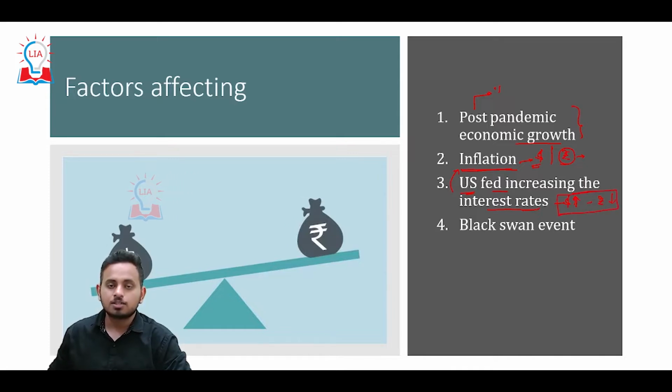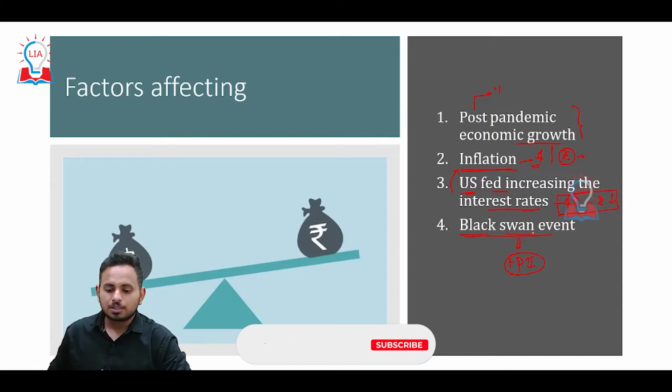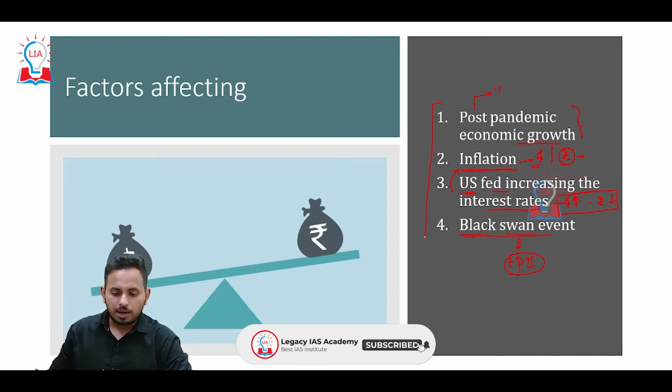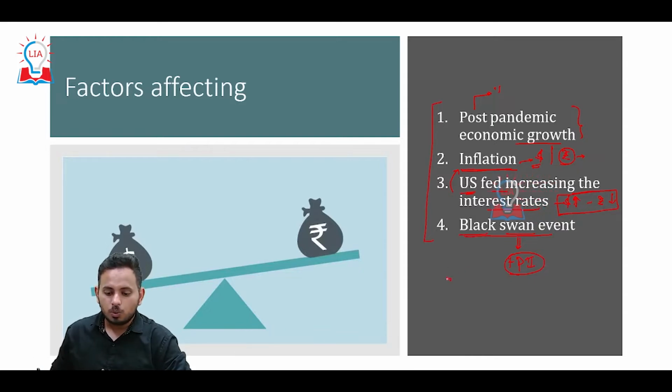We have also seen, as a result of the US Federal Reserve increasing the interest rate, an event in the Indian economy called a Black Swan event, which led to the sudden wipeout of FPI, foreign portfolio investment, from the Indian equity market. So all these four events combined, along with the uncertainty in the international market caused by the Russian invasion of Ukraine, intensified the strengthening of, or demand for, the dollar. At the same time, the rupee started depreciating.